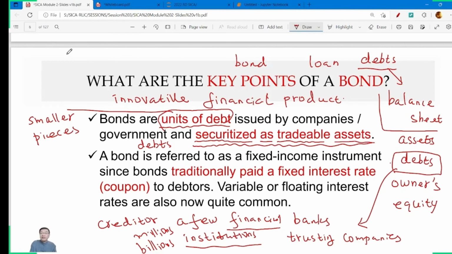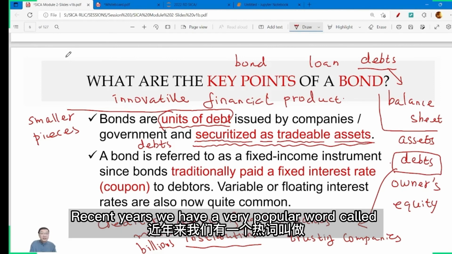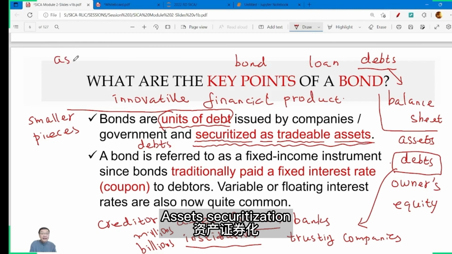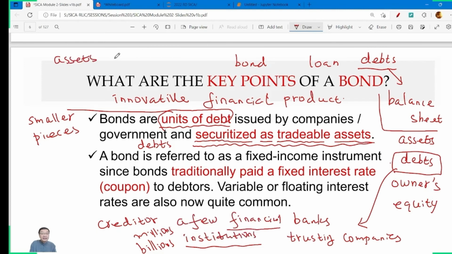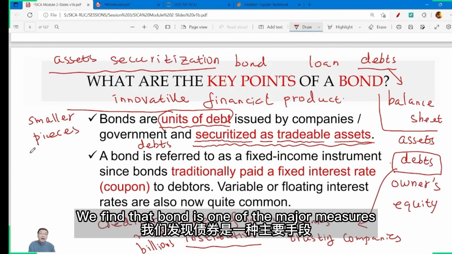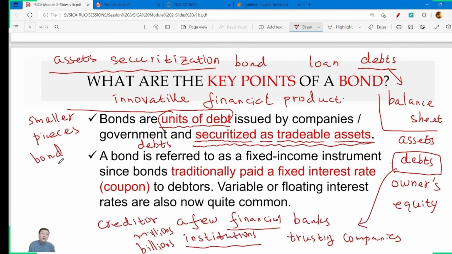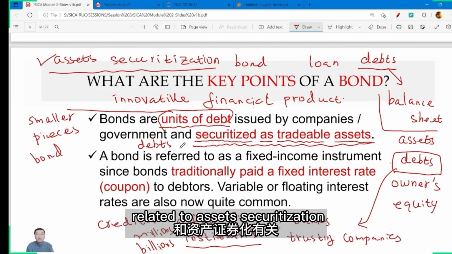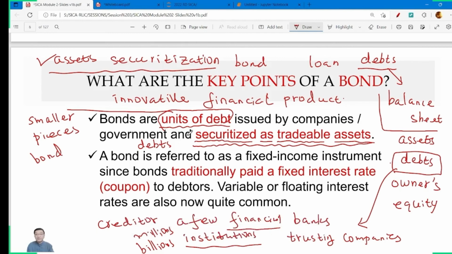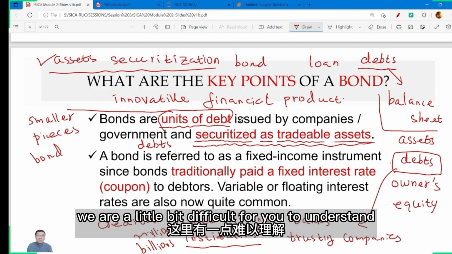In recent years, we have a very popular word, asset securitization. We find that bond is one of the major measures. Of course, we have other products related to asset securitization. Okay, here it is a little bit difficult for you to understand.